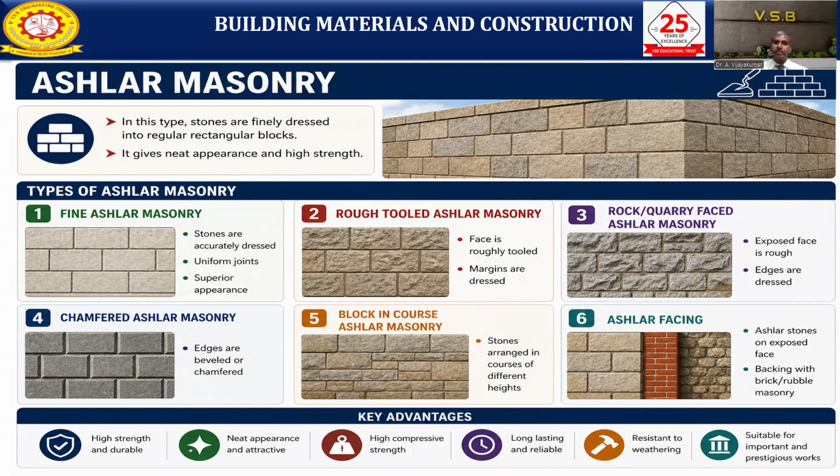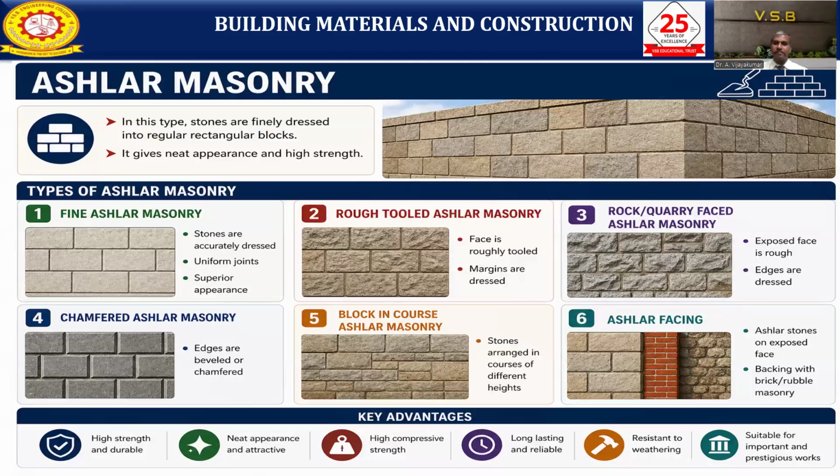So in ashlar masonry, stones are finely dressed into regular or rectangular blocks. It gives a neat and high-strength appearance for monumental structures. For elevation purposes, we can use ashlar masonry. This ashlar masonry is classified into 6 types.